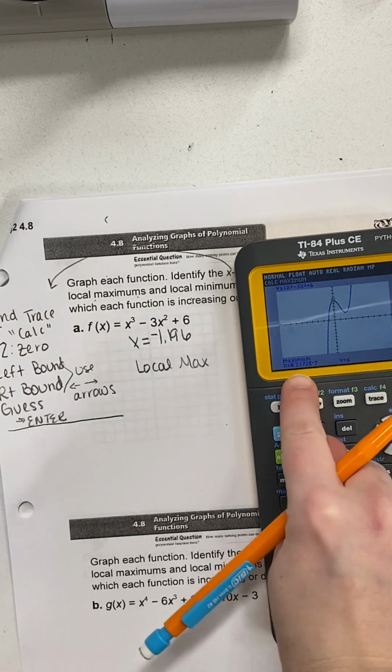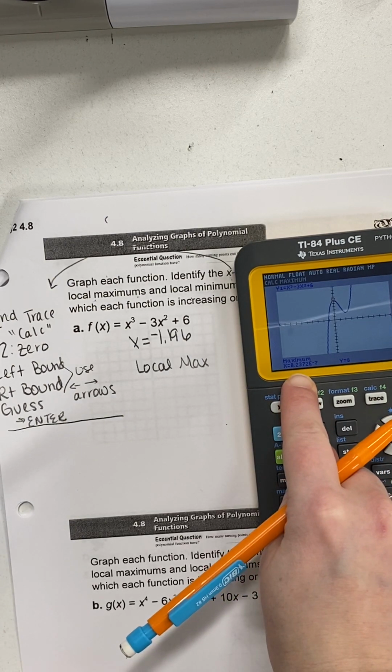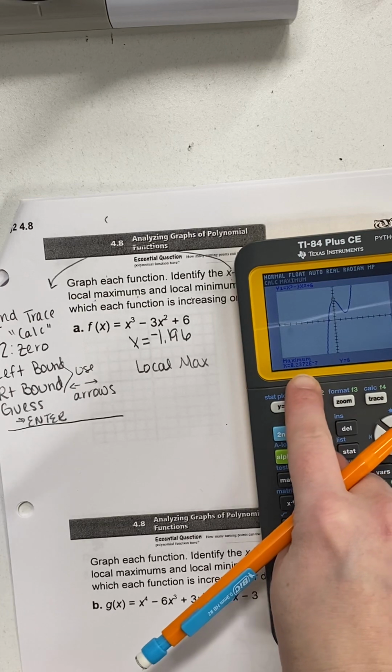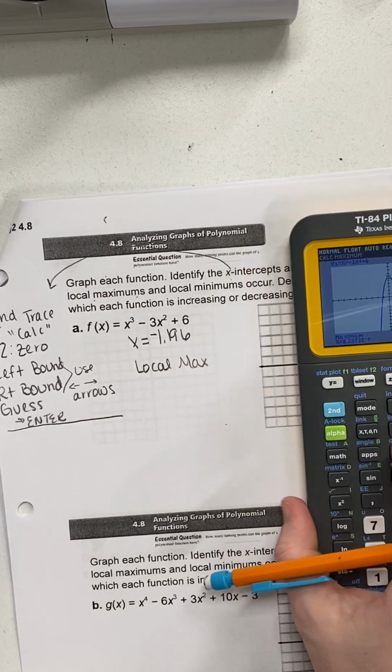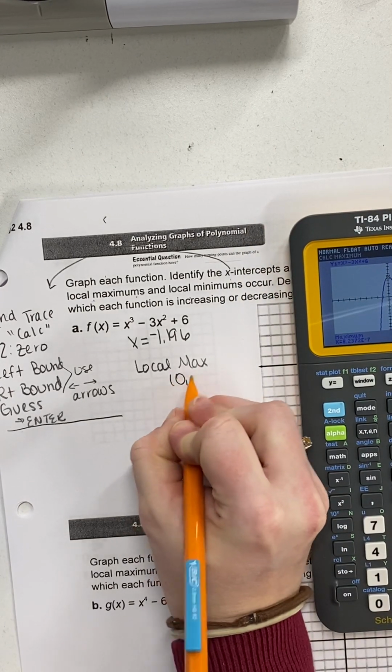Okay, notice that this gave me, if you can see on there, it gives me like an E to the something that's close enough to 0. So my local max is at 0, 6.